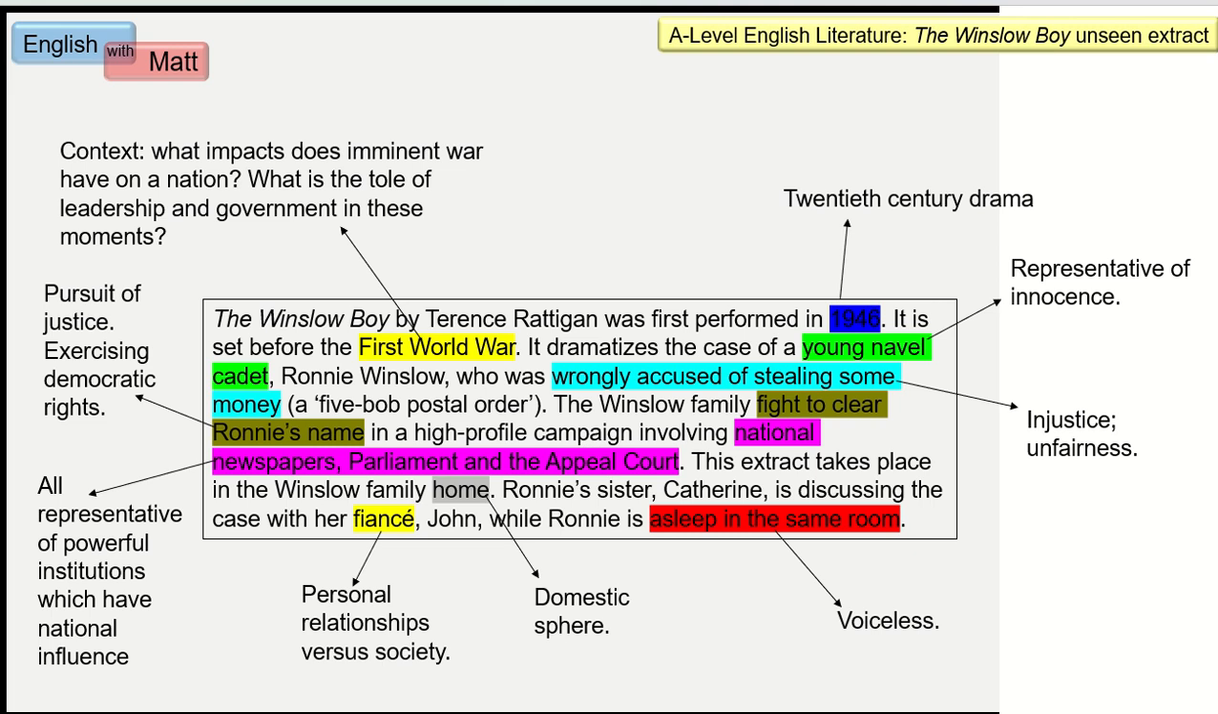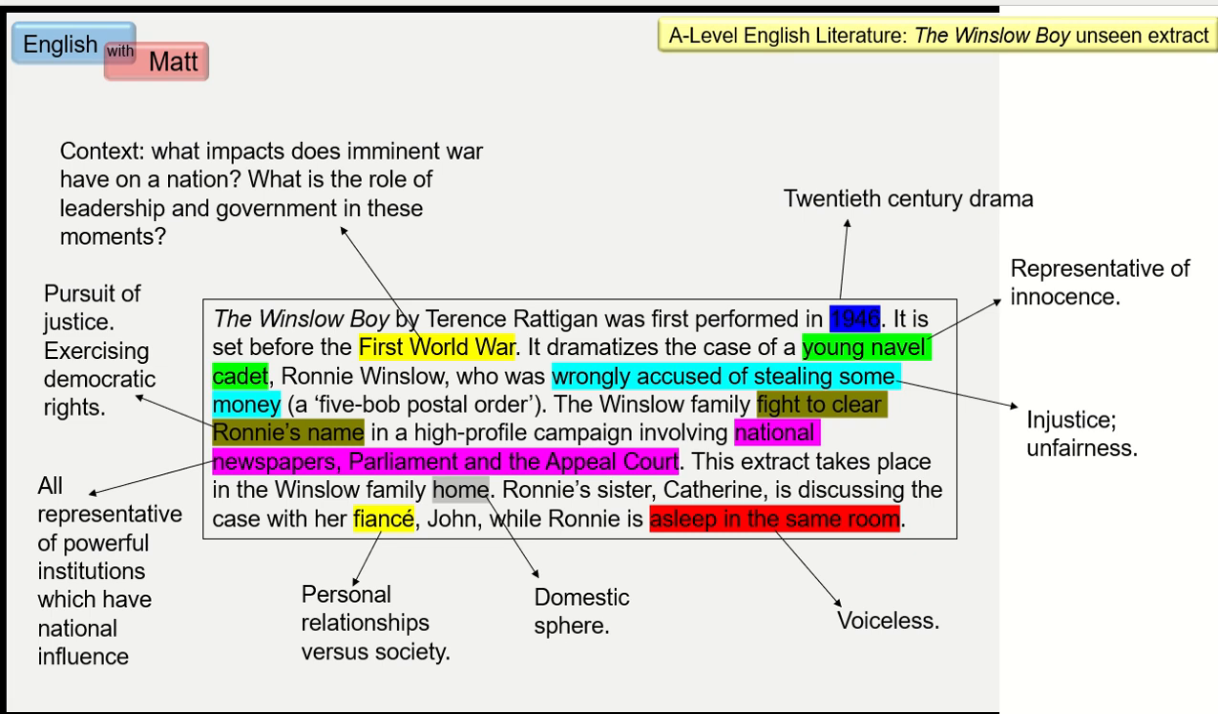So we have to ask ourselves the question, what is the role of leadership and government in these kind of moments? What would you expect your represented government to be talking about if this is a challenge that the country is facing?